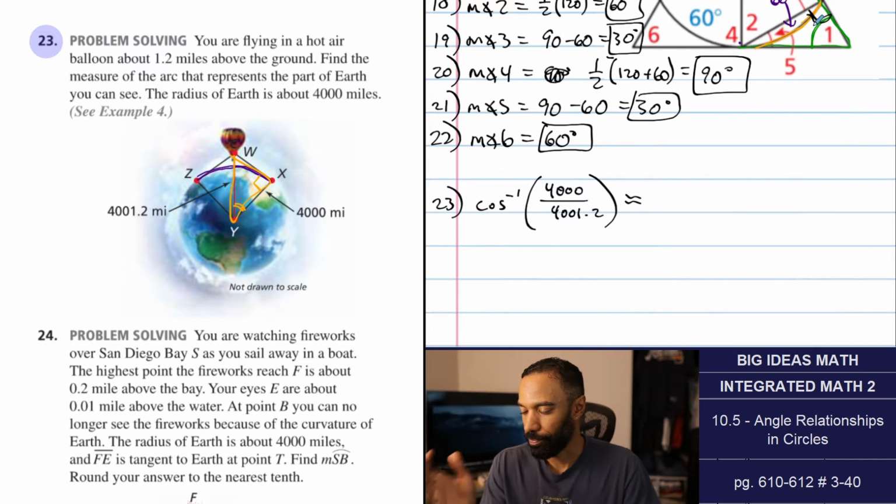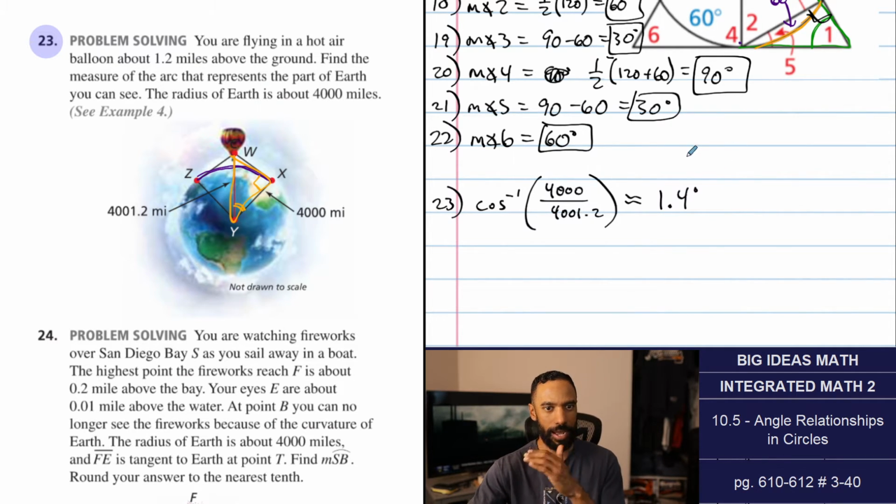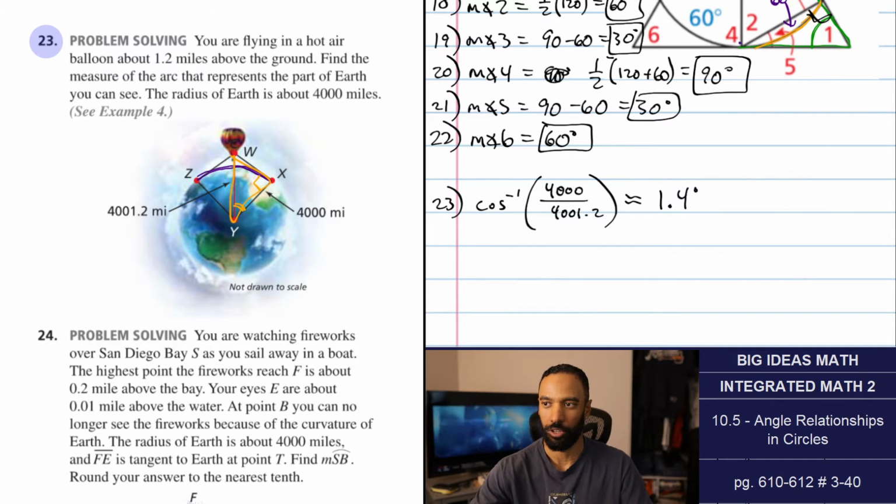Okay, I'm back. Sorry, I was first using the computer calculator and not my emulator. I'm getting around 1.4 degrees. Now that makes a lot of sense. Maybe not to scale with the picture, but 4,000 and 4,001.2 are quite close to each other in length, so that must be a very small angle to make that work.